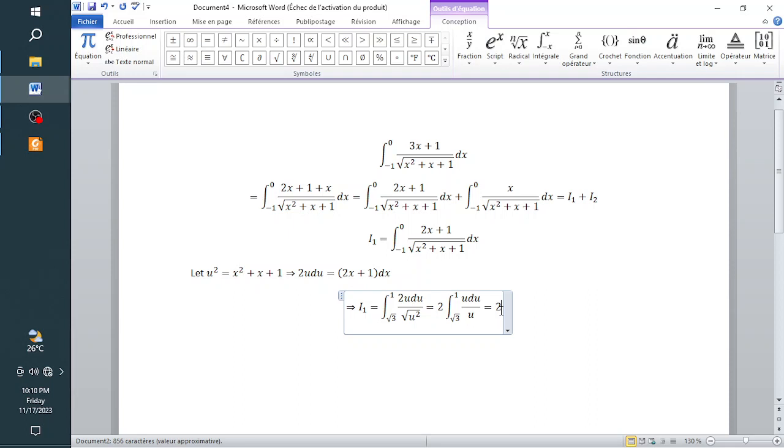Okay, and we need to put our limits of integration from the square root of 3 to 1.